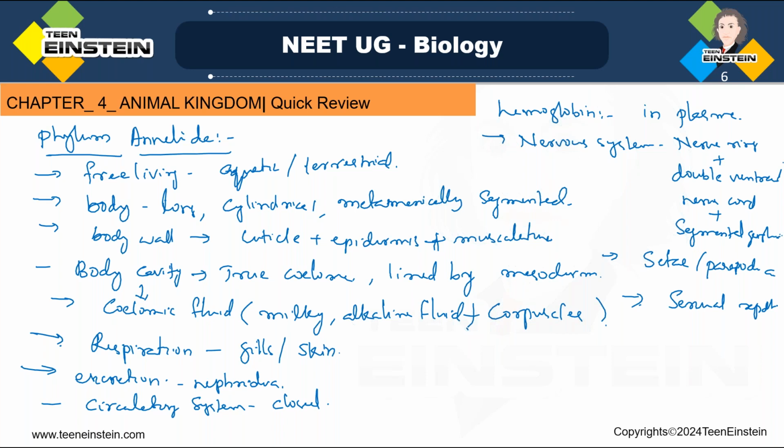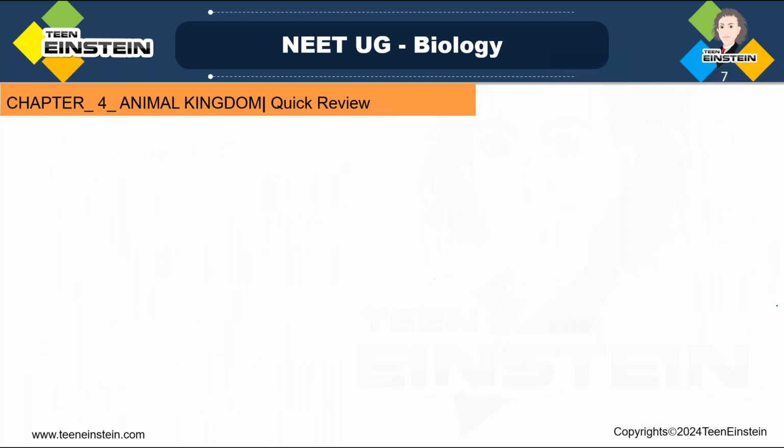So these are the previous year question points which came for previous year exams. So from phylum Annelida, you have to learn at least these many points. These are based on previous year questions. Clear? Next is another phylum which we need to learn, that is phylum Arthropoda.